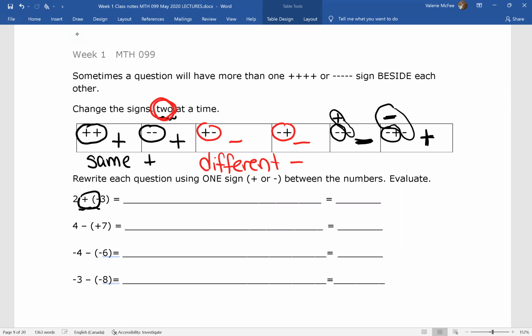These signs are beside each other. They're different. These signs are beside each other. They're different. These signs are beside each other. They are the same. These signs are beside each other. They are the same.